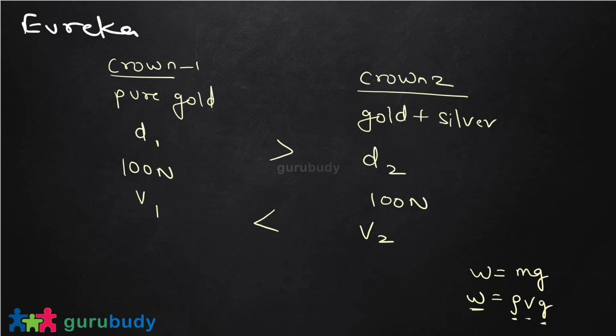The only thing Archimedes had to do is to compare how much water crown 2 will displace compared to crown 1, and that will tell him the amount of impurity present in the crown. That was what Archimedes realized when he was stepping into the bathtub and saw the spilling of the water. One of the great moments in the history of physics.